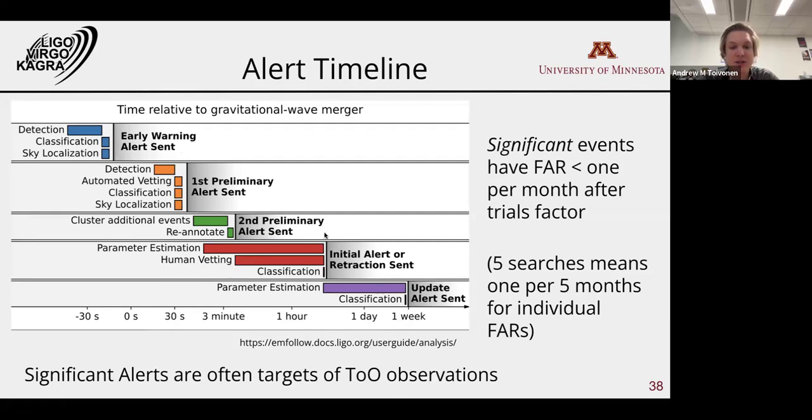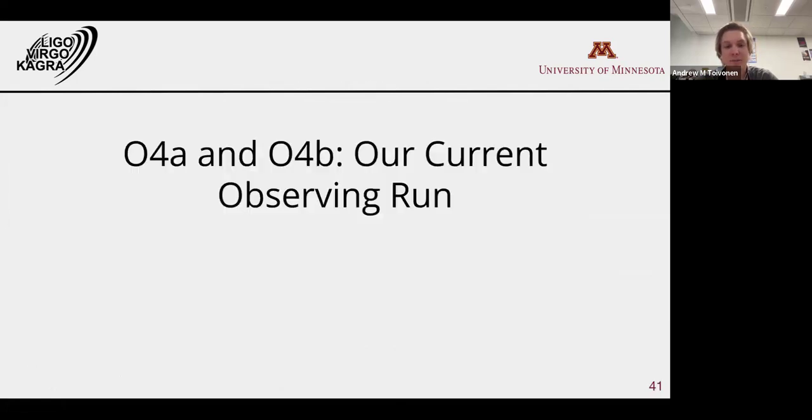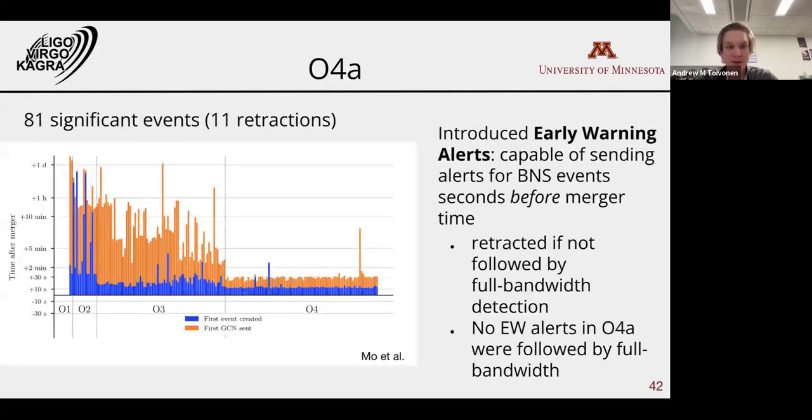And then parameter estimation is done anywhere between a little bit over an hour and a day or later for certain types of events. But it's pretty cool that we can get out the initial alert within 30 seconds and get astronomers looking at things. So a little bit more about O4A and O4B, which is our current observing run.